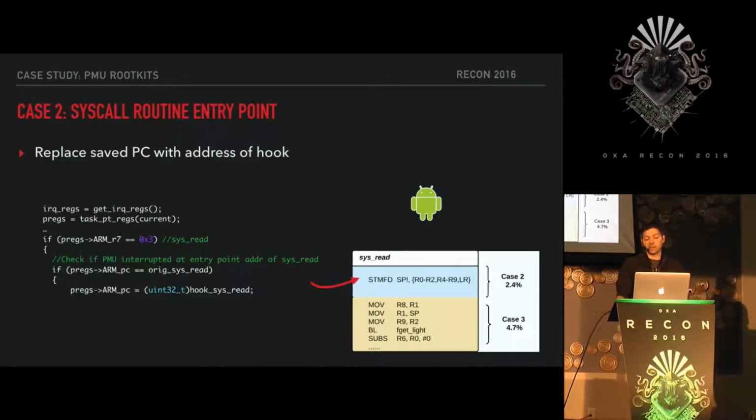So this case is even easier. This is where the interrupt occurred, and you happen to be right at the entry point of the syscall routine that we want to hook. So in this case, we can just look up and see that the program counter matches the address of the legitimate sysread function, and then we swap the program counter with the address of our hook.